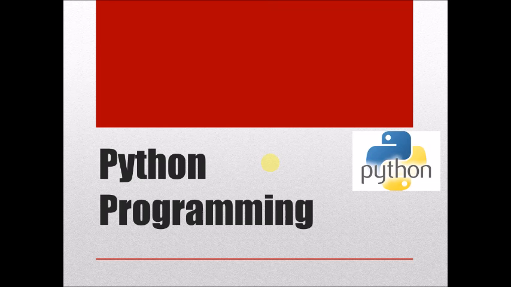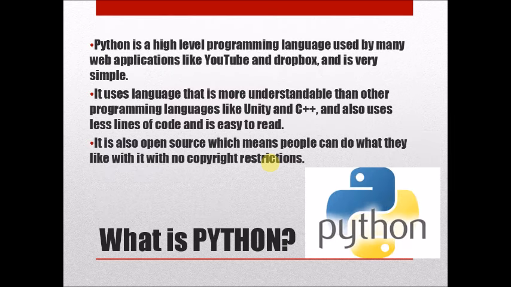So before we get started, let's just have a look at what Python is and whether this video is for you. It's a high-level programming language and used by many web applications like YouTube and Dropbox, and it's very simple. One of the great things about Python is that it's more understandable than other programming languages, and it's got less lines of code often, and it's also very easy to read. It massively emphasises readability. And to make everything better, it's also open source, which means people can do what they want with it with no copyright restrictions.